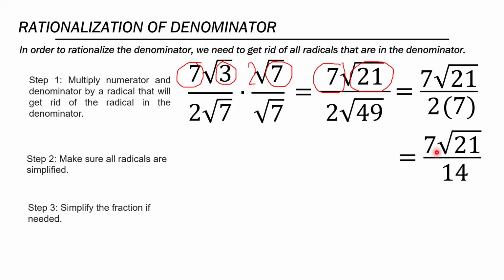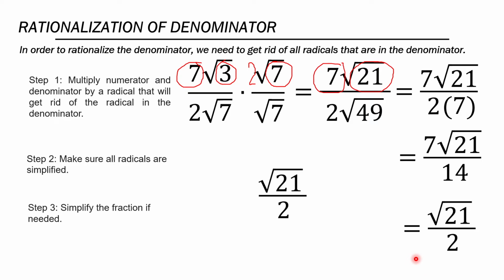The fraction can be simplified because 7 over 14, this is divisible by 7, this is also divisible by 7. So 7 divided by 7 and 14 divided by 7: 14 divided by 7 is 2, and 7 divided by 7 is 1, so what remains is square root of 21. Okay, simplifying the fraction. This time, the fraction is simplified, there is no more fraction, this is now our answer. So, square root of 21 over 2. So, it's that simple. We have to get rid of the radicals.